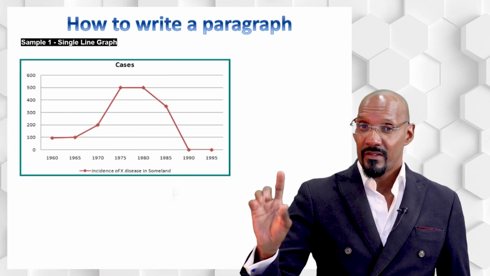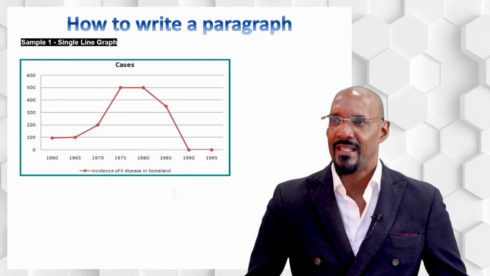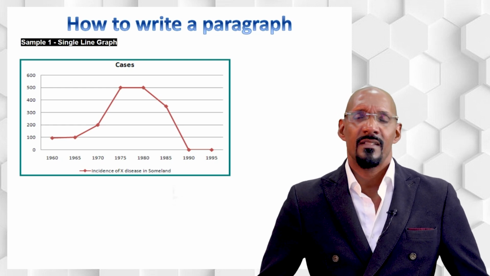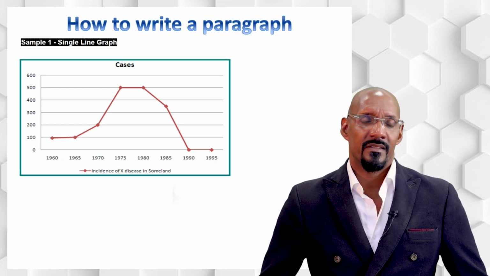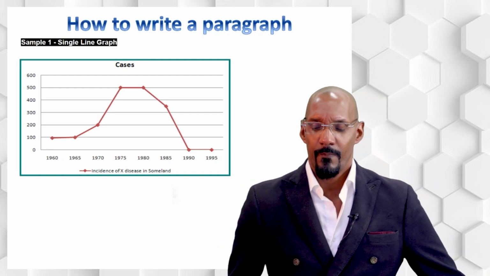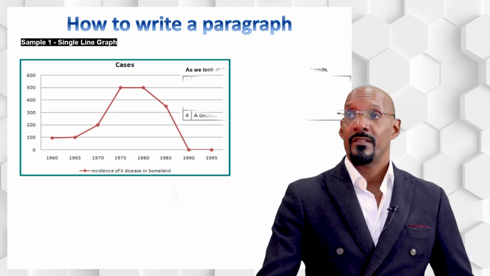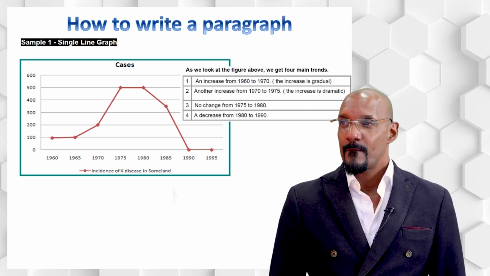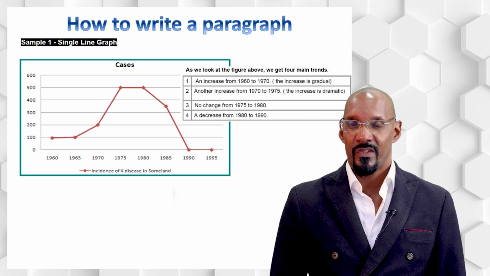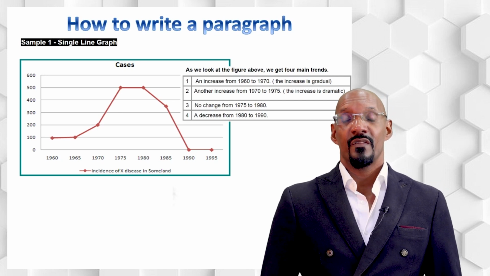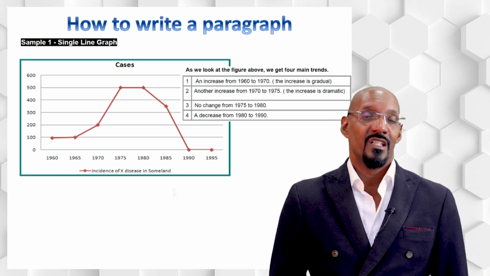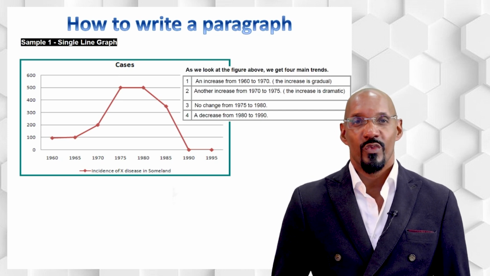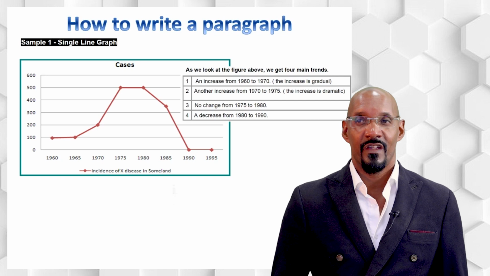We have talked about this graph on the screen, which is a single line graph describing the number of disease instances in some land, right? Some fictitious place. We want to put this together and see how we can put it into a paragraph. So we've identified 4 main trends. Now this is very important. You have to identify 3 or 4 main trends that are very, very clear. I probably wouldn't say 5.